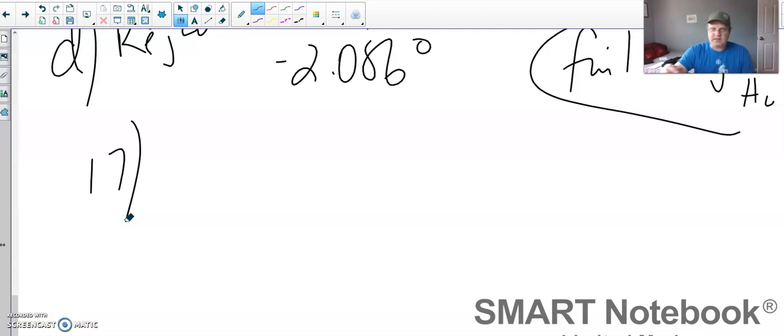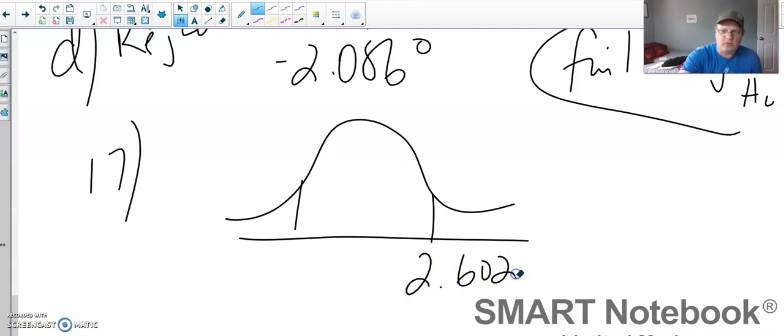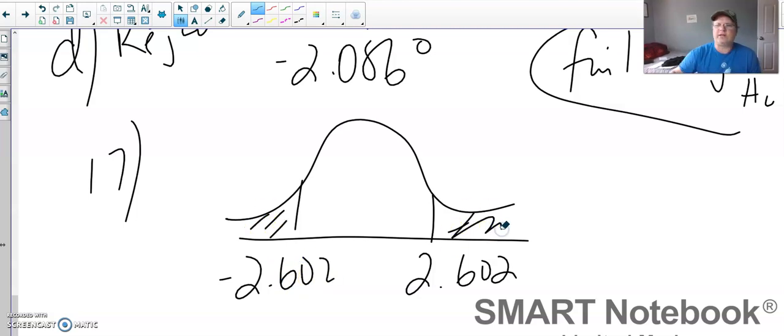17, it's a two-tailer. And yes, the Z critical and the positive Z critical, the absolute value will always be the same. So 2.602, negative 2.602, rejection region. And the rejection region is always the tail, always away.